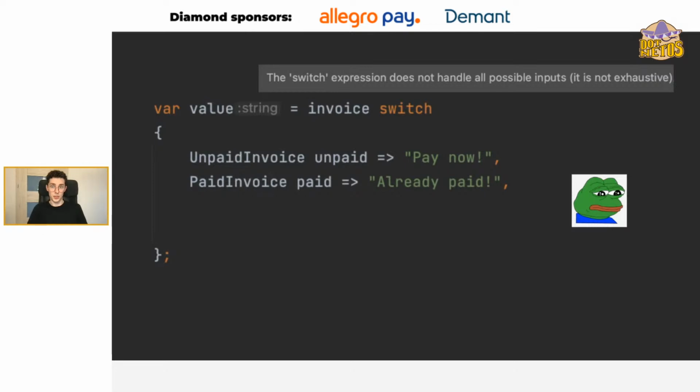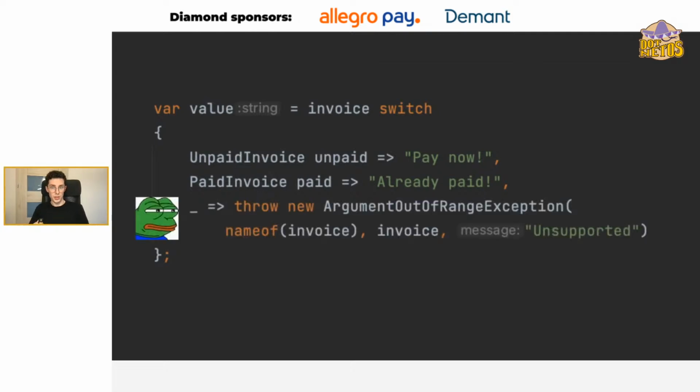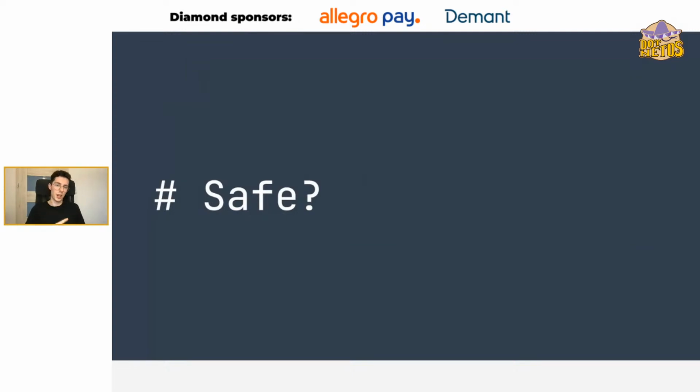It's not exhaustive here. And as OOP is always open for adding new implementations, we are kind of forced to add, for example, the default pattern, which is not covered. So even though we know there are exactly two implementations of this, we are forced to add this dummy default. And for me, it's a small lie here. So another question I would like to ask is: is this default actually safe?